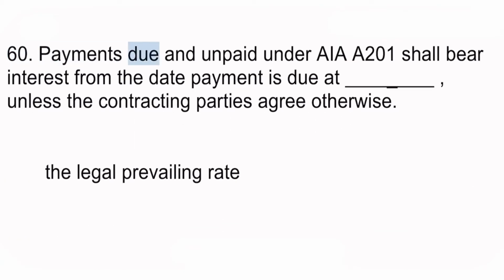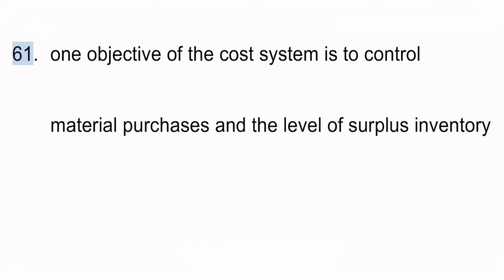60. Payments due and unpaid under AIA A201 shall bear interest from the date payment is due at the legal prevailing rate, unless the contracting parties agree otherwise. 61. One objective of the cost system is to control material purchases and the level of surplus inventory.